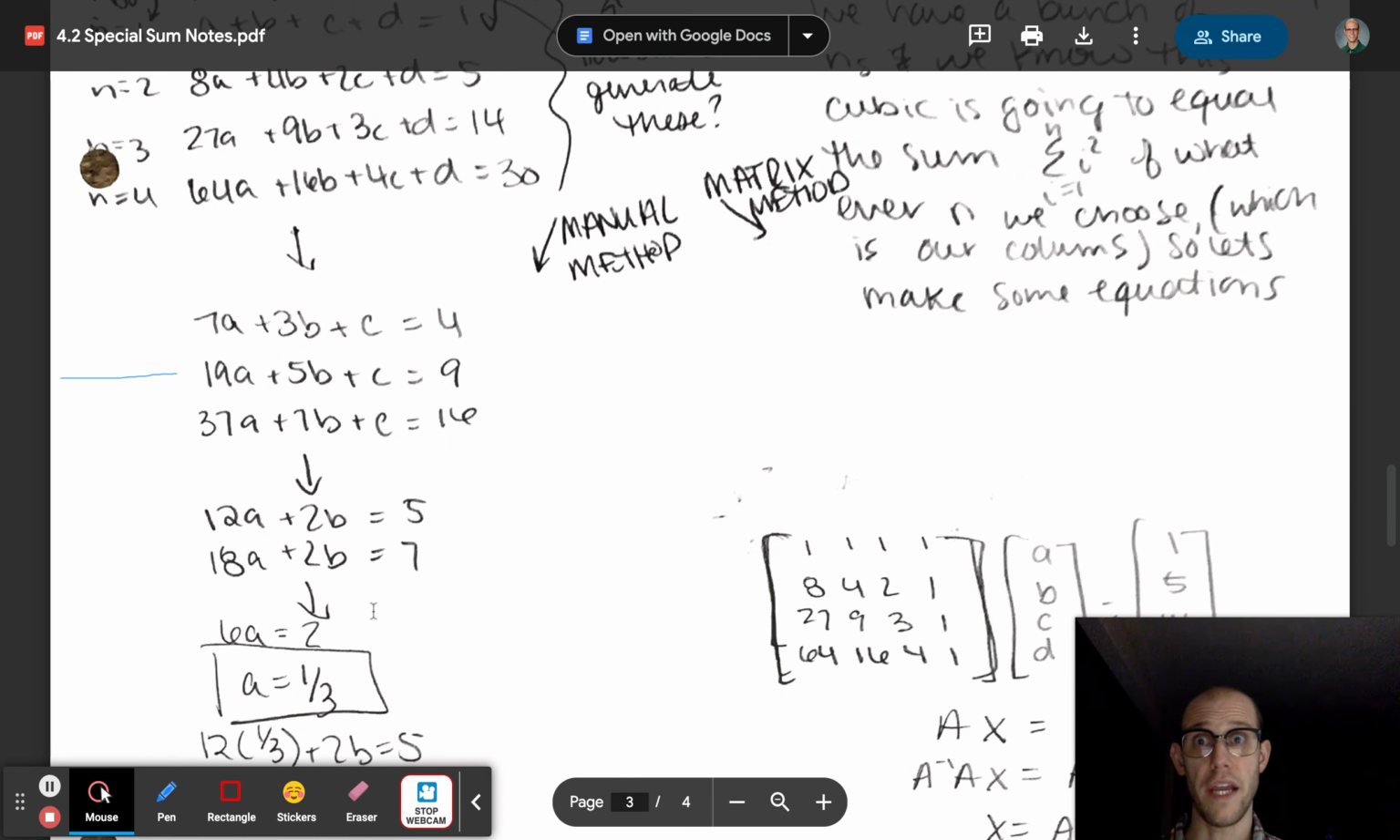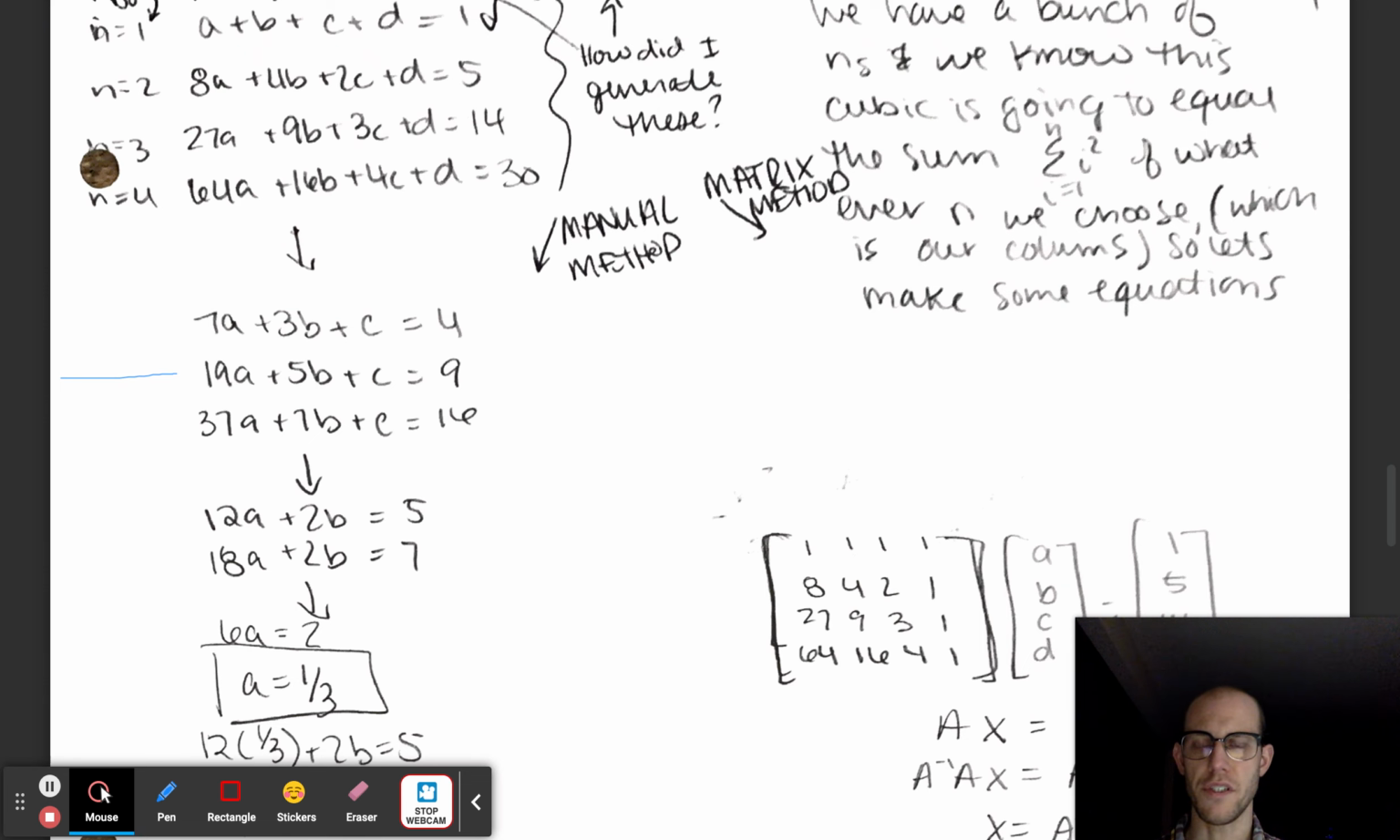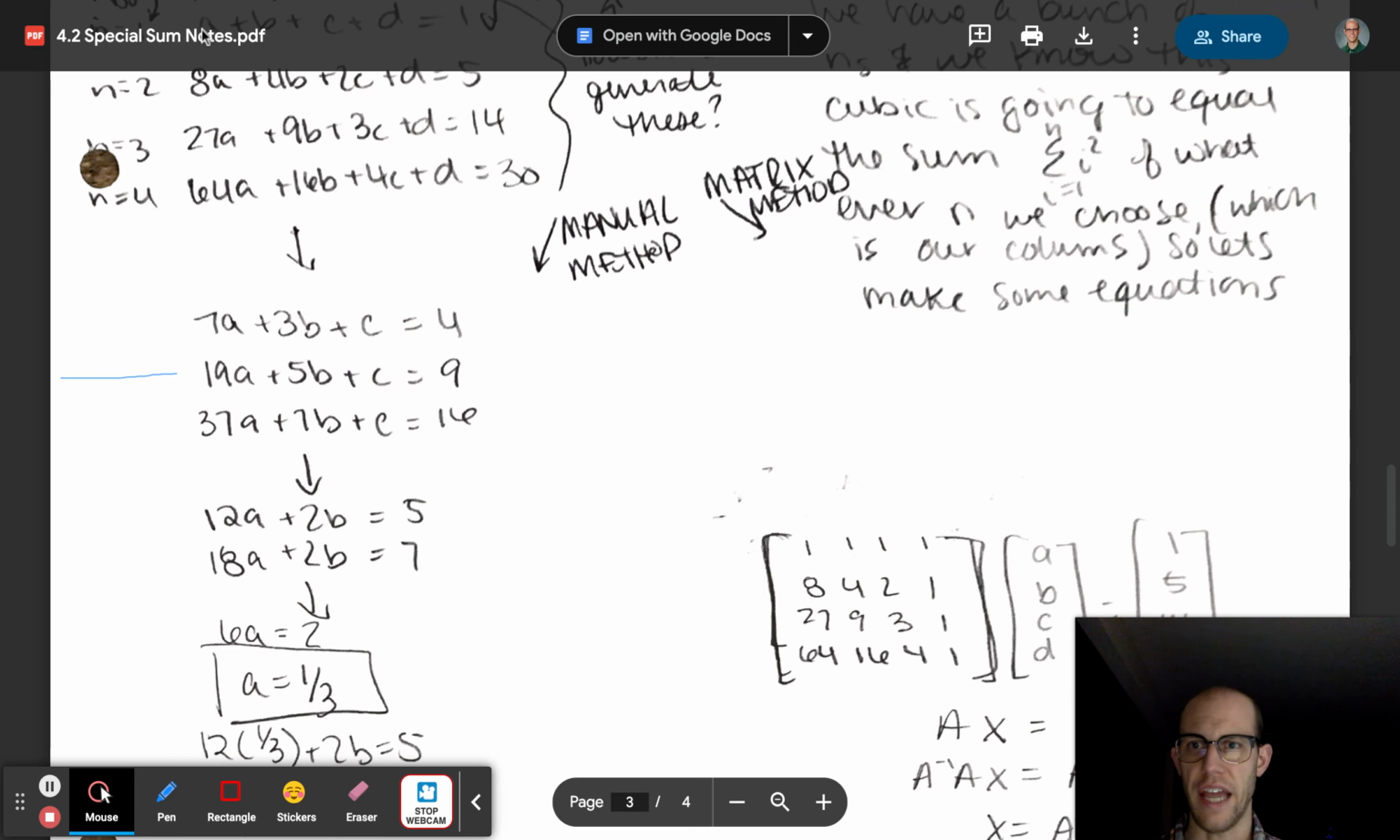To do the manual method of solving equations, essentially what we're doing is we're going to subtract things away. I described the longer process up there, but the shortcut method is to stack them all up and subtract the ones above it from below it. So 8a minus 1a, you get 7a. 27a minus 8a, you get 19a. 64a minus 27a, 37a.